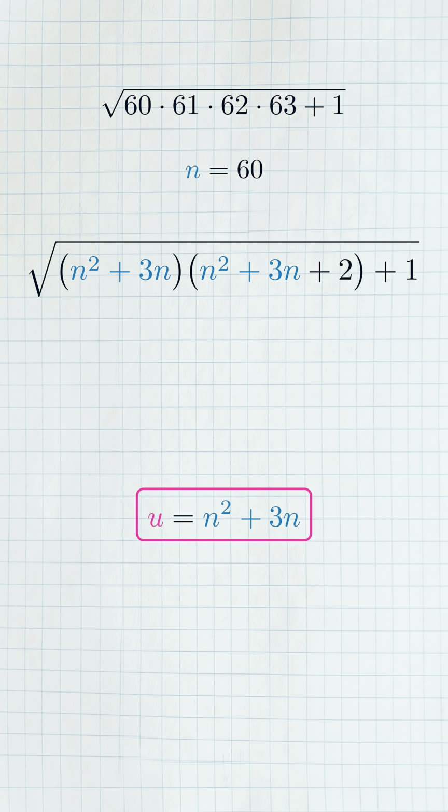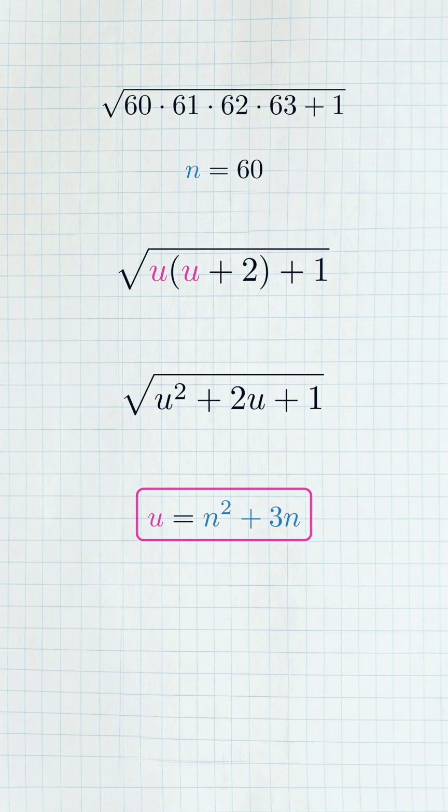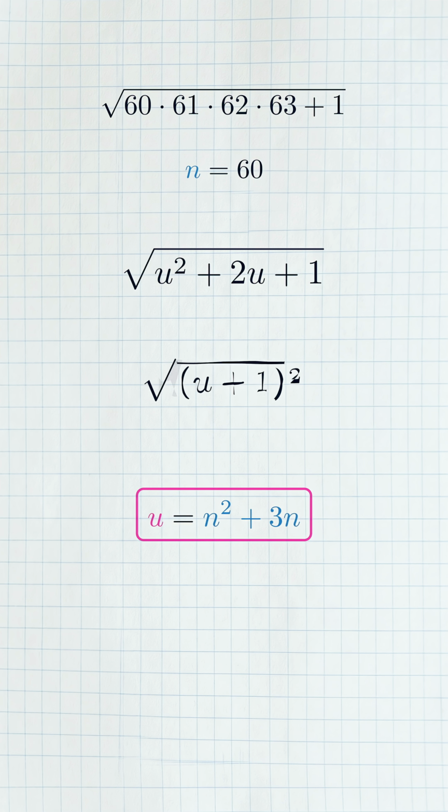So let's actually just say that there is some variable u that's equal to n squared plus 3n. That means that we can rewrite this expression as u times u plus 2, and again, we've got that plus 1 at the end. When we multiply out that u times u plus 2, we get u squared plus 2u plus that 1 at the end, and this happens to be a perfect square. This happens to be the same thing as u plus 1 squared.